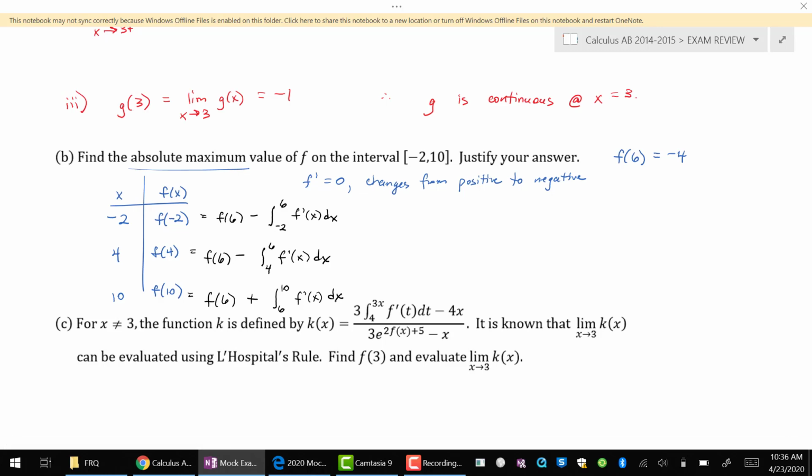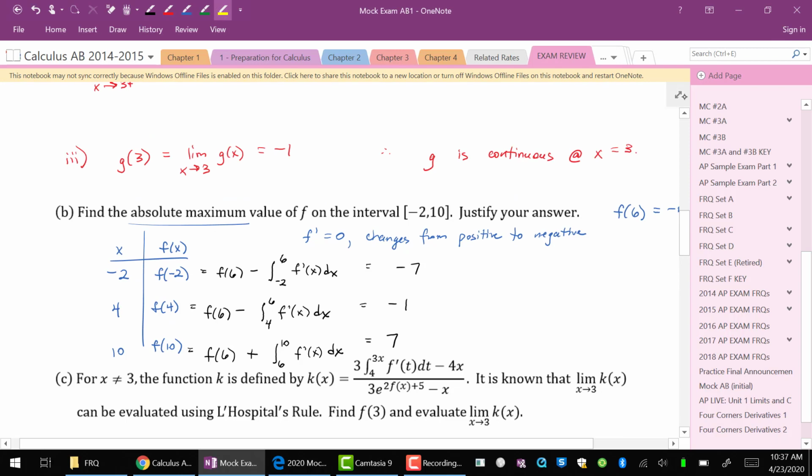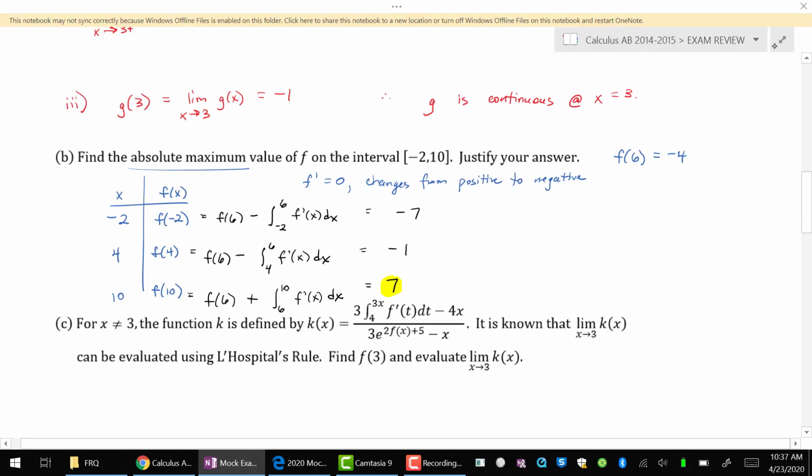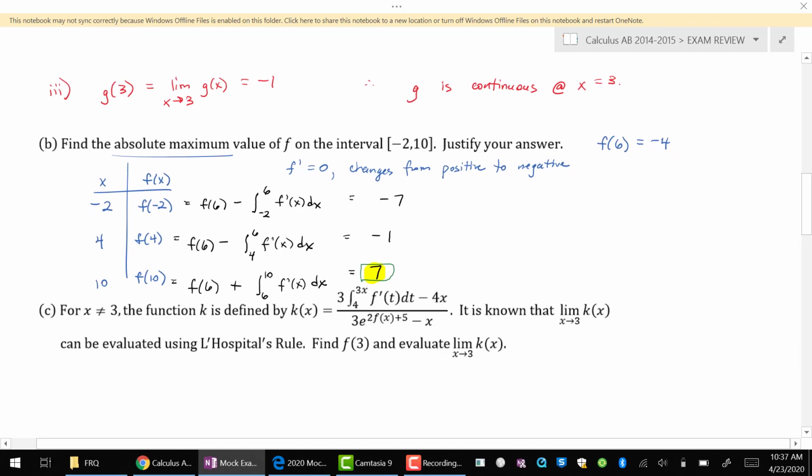So I'm generating all these statements by using FTC and sort of manipulating the terms as well. And when we're finished, we're going to find out that the winner ends up being down here. F of 10 has a value of 7. I believe this value is -7. F of 4 ends up being -1. And so the winner overall is +7. And make sure we answer the question. It says find the absolute maximum value, which would mean the actual output here. 7 is my answer, not 10. It occurs at 10, but the value itself would be 7.